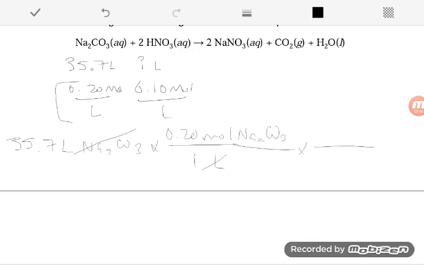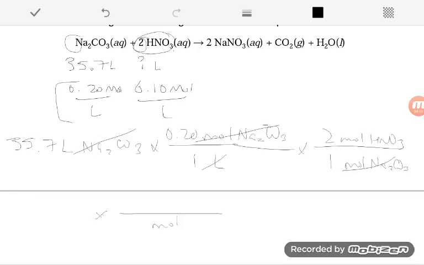The next step was to use my mole-to-mole ratio. So I want to get rid of the moles of sodium carbonate, and I want to relate it to nitric acid, so I'll put moles of nitric acid on top. And now I just look at the balanced chemical equation. There's no coefficient, which means a 1 next to the sodium carbonate, and a 2 next to the nitric acid. So I've gotten rid of those moles. I'm just going to continue down here.